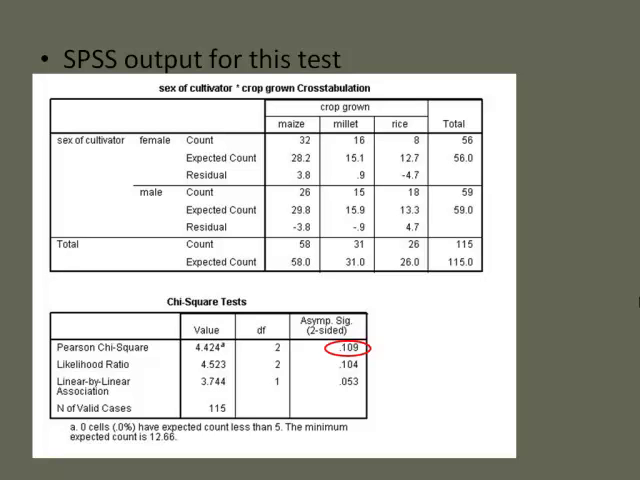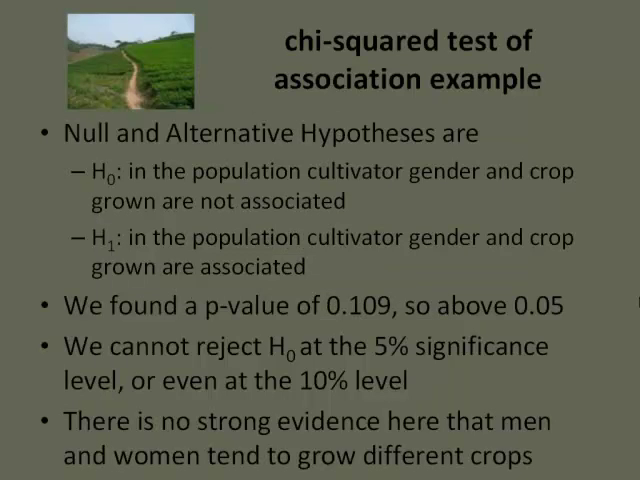So if there's no connection between the sex of the woman and the crop choice, the chance of seeing the difference we saw comes out at just over 10%. So it throws a bit of doubt on it, but you can't quite reject it at 10%. If you're writing an essay or a paper, you'd say we can't quite reject it at 10%, but it's close. So there's no strong evidence here that men and women tend to grow different crops.